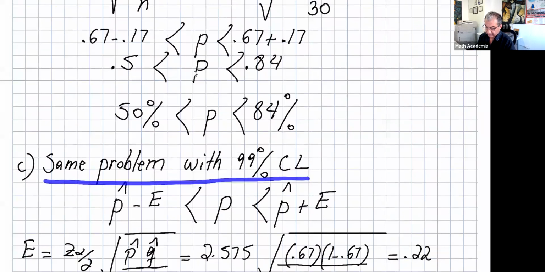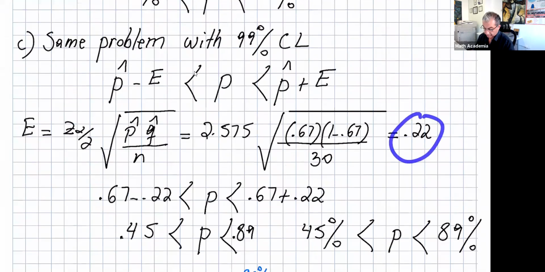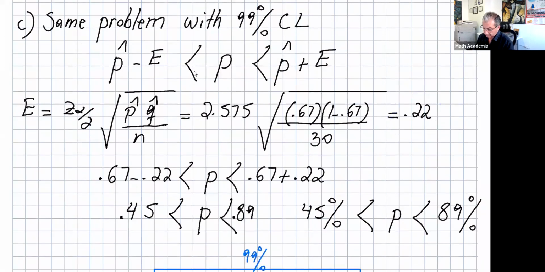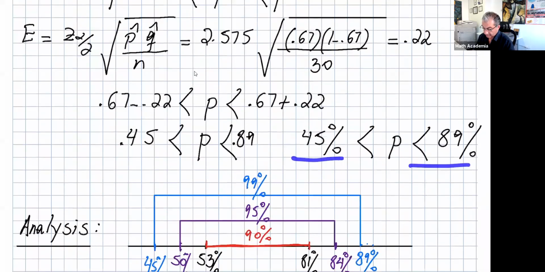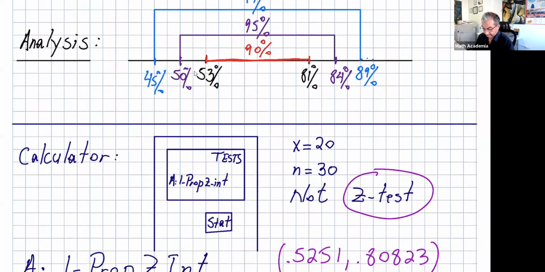And I also did for 99%. Again, the z value changed. So you get 0.22. The interval is going to be 45% to 89%. Let's compare. 90%, these numbers are very close. As the confidence level goes up, then the confidence interval gets wider or larger. So something to notice.